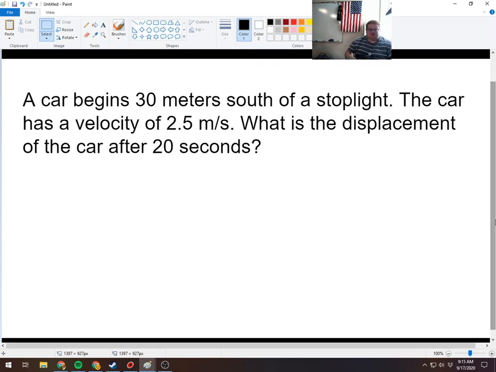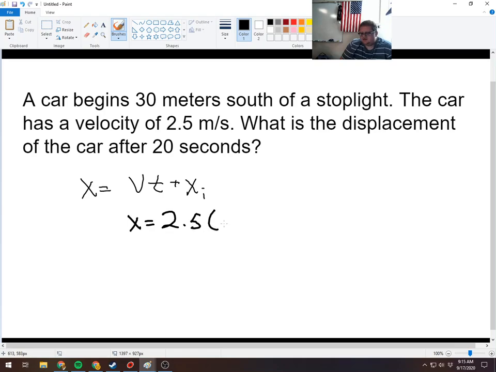All right, so let's put this into practice here. A car begins 30 meters south of a stoplight. The car's velocity is 2.5 meters per second. What is the displacement of the car after 20 seconds? So let's apply the equation we just used. Displacement is going to be the velocity times the time plus the initial displacement. In this case, not a lot to put in here. As long as you know your units, it's really easy to find. 2.5 times 20 seconds plus what it initially began, 30 meters south.